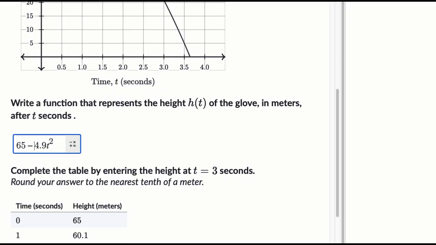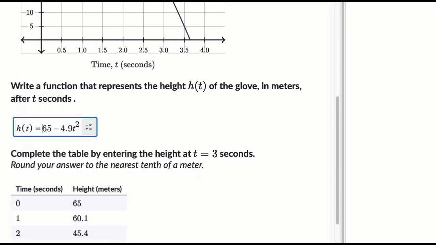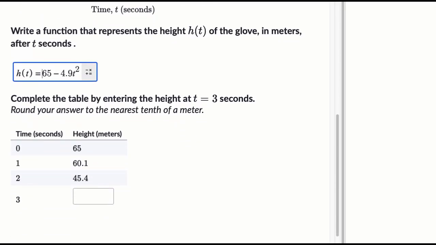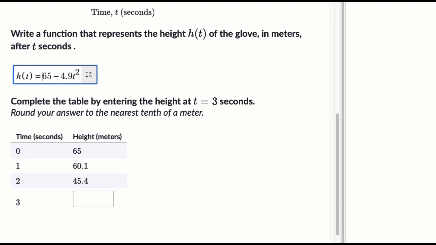So here, this is a function that represents the height h of t. And if I wanted to write it as a function, I would say h of t is equal to that, to make sure that I'm not just writing an expression. h of t is equal to that. And then I have to complete the table by entering the height at t equals 3 seconds. Round your answer to the nearest tenth of a meter.